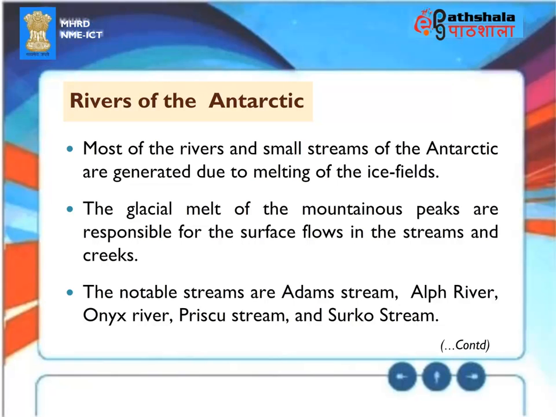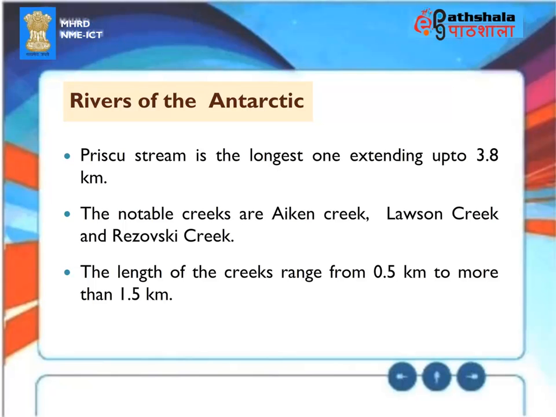Most of the rivers and small streams of the Antarctic are generated due to melting of the ice fields. The glacial melt of the mountainous peaks are responsible for the surface flows in the streams and creeks. The notable streams are Adams Stream, Alf River, Onyx River, Prisco Stream, and Surco Stream. Prisco Stream is the longest one, extending up to 3.8 kilometers.